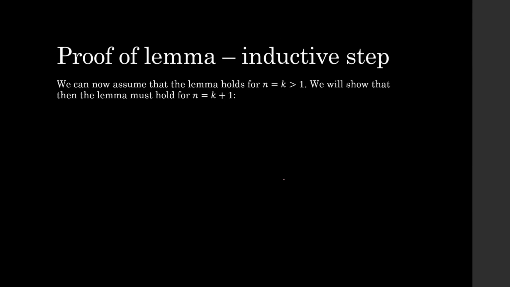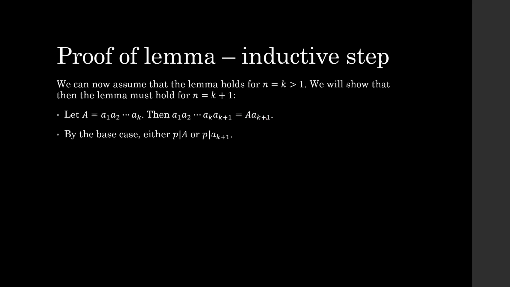So now we take the inductive step, and we assume that the lemma holds for n equals k, where k is bigger than 1. And so we'll show that if the lemma holds for k, then it must hold for n equals k plus 1. So we're going to let big A equal the product a1 times a2 times all the way up to ak. And so then a1 times a2 all the way up to ak times a(k+1) is just big A times a(k+1). So we've reduced this k plus 1 fold product to a product of two integers. And so thanks to the base case, we now know that if p divides a1, a2 all the way up to a(k+1), then it either divides big A or a(k+1), because we proved the base case for any two integers.